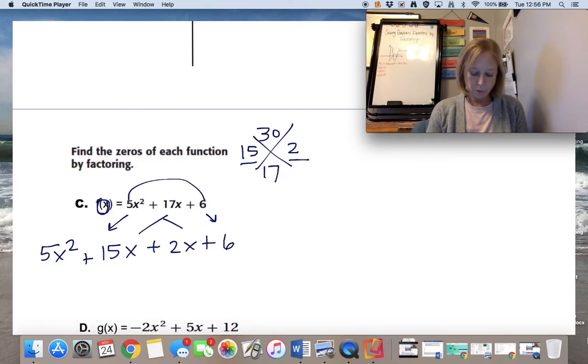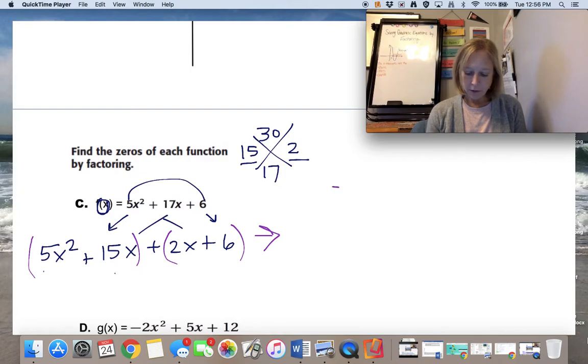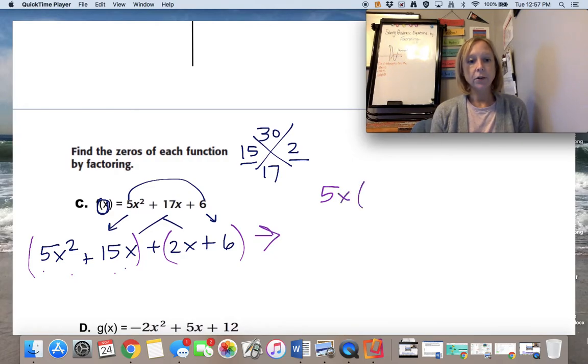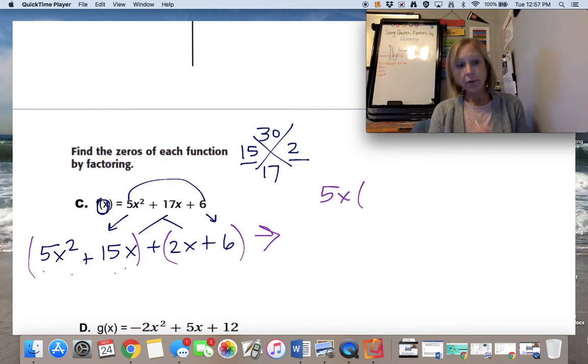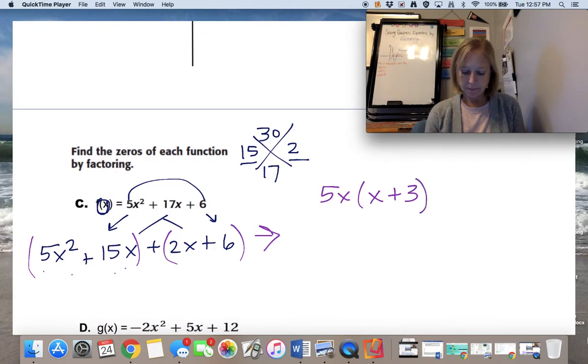Now I'm going to group the front two terms and the back two terms together and factor those using greatest common factor. So 5 and 15, I can factor a 5 out of that. There are x's in both parts, so I can factor an x out. When I factor, I divide. 5 divided by 5 is 1. x squared divided by x is 1x. 15 divided by 5 is 3. x divided by x is 1, so it's just x plus 3.